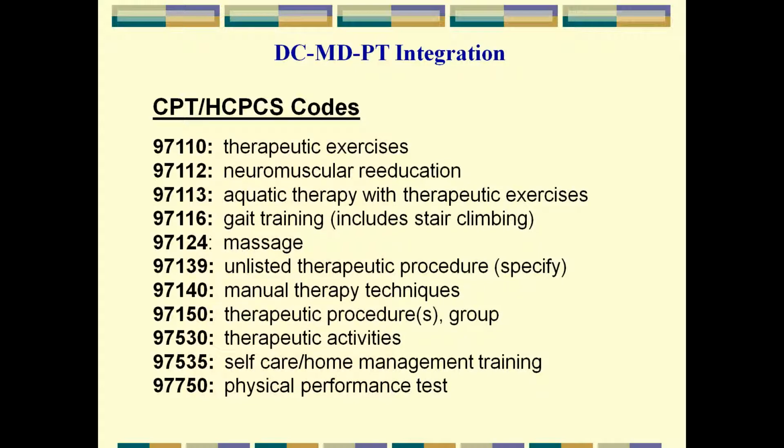Again, these are timed codes. They could be billed in units. One unit is 8 to 22 minutes. This is according to Medicare. One unit is 8 to 22 minutes. 2 units is 23 to 37. 3 units is 38 to 52. 4 units is 53 minutes to 67 minutes. These are the Medicare guidelines.